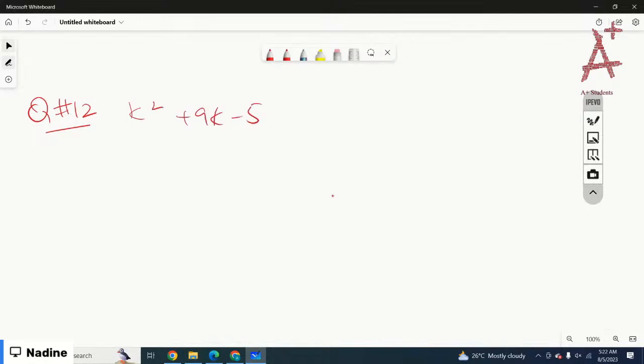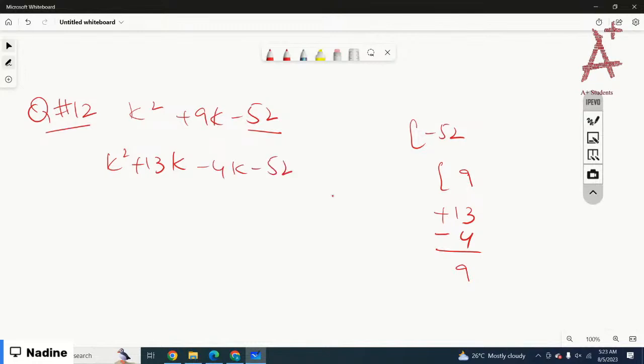Let's just factor this one. Negative 52. Find two numbers whose product is negative 52 and whose sum is 9. 13 times 4 is 52, right? So positive 13 minus 4. 13 minus 4 makes 9. It would be k square plus 13k minus 4k minus 52.